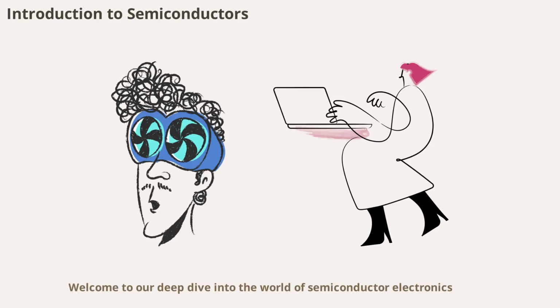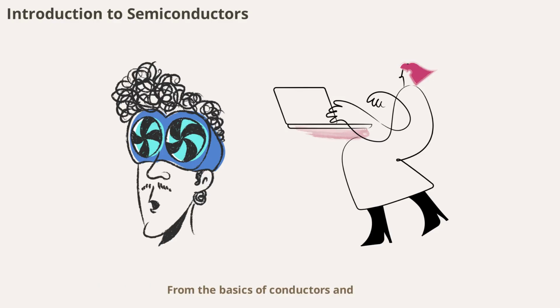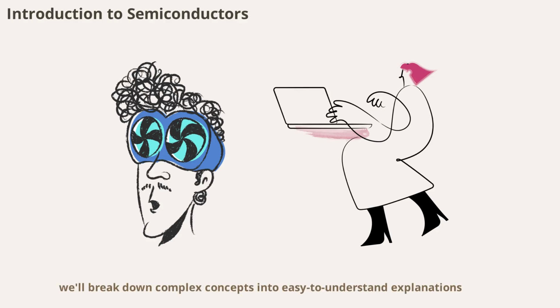Welcome to our deep dive into the world of semiconductor electronics. In this video, we'll explore the essential materials, devices, and simple circuits that form the backbone of modern electronics. From the basics of conductors and insulators to the fascinating properties of semiconductors, we'll break down complex concepts into easy-to-understand explanations. Whether you're a student, an enthusiast, or just curious about how your gadgets work, this journey will illuminate the invisible world powering our digital age.